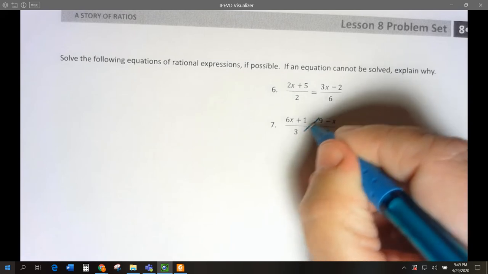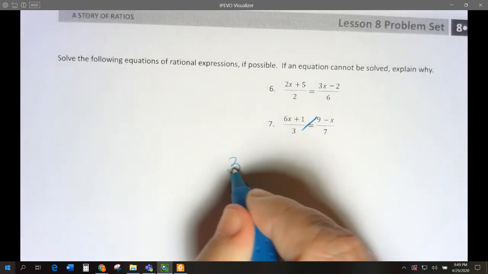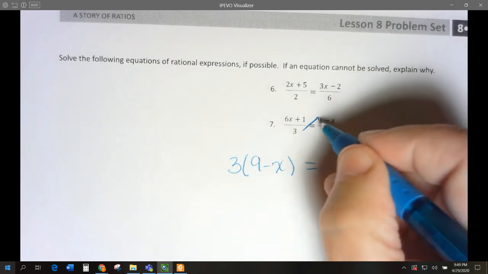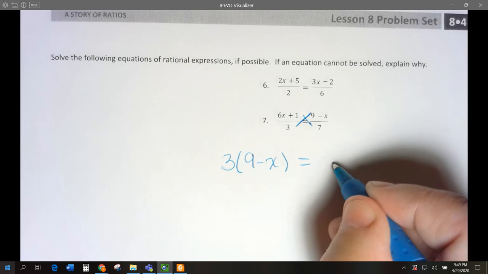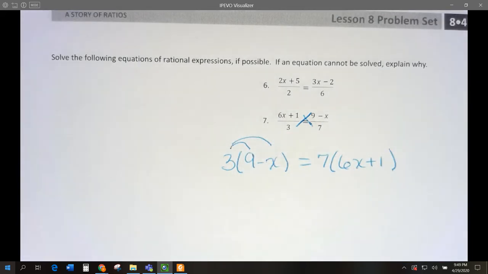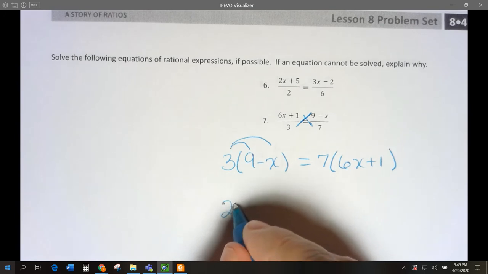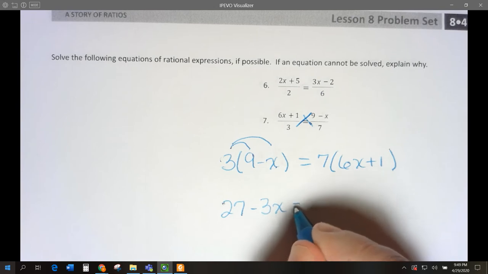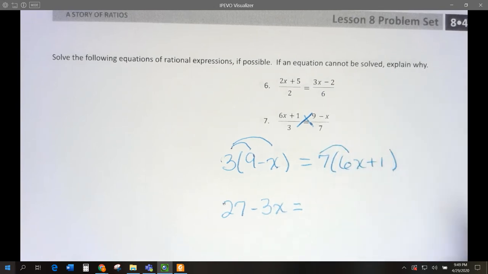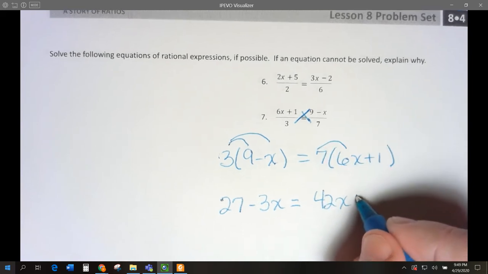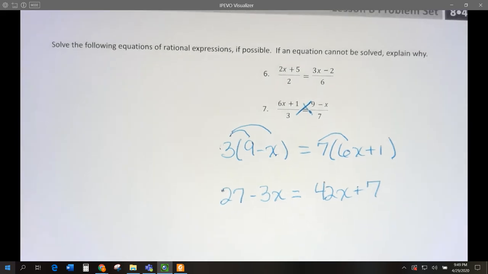Let's do our cross multiplying. 3 times 9 minus x equals 7 times 6x plus 1. Let's do our distributive property. 3 times 9 is 27. 3 times a negative x is a negative 3x, or minus 3x, equals 7 times 6x, which is 42x. And 7 times a positive 1 is positive 7.